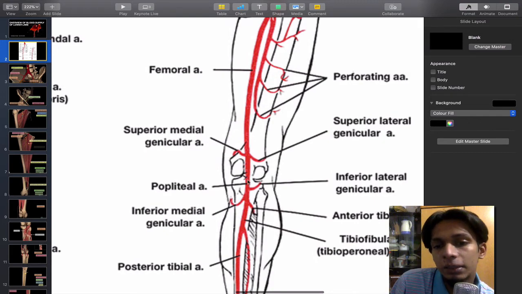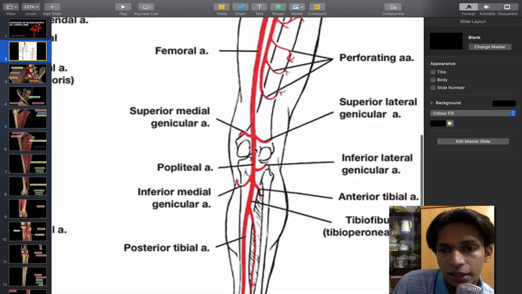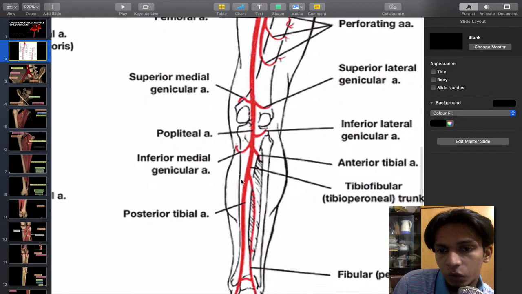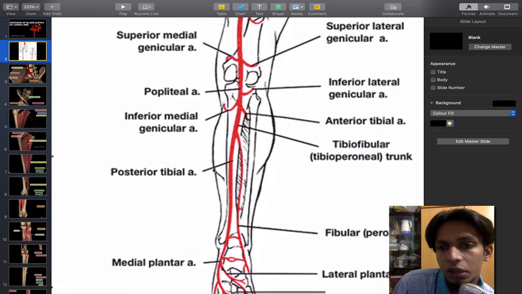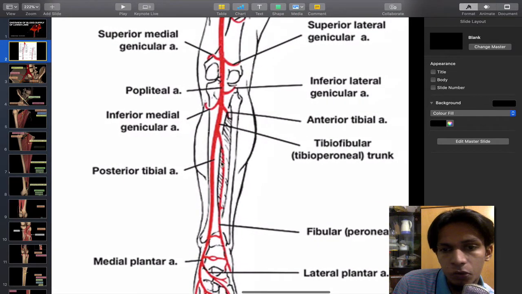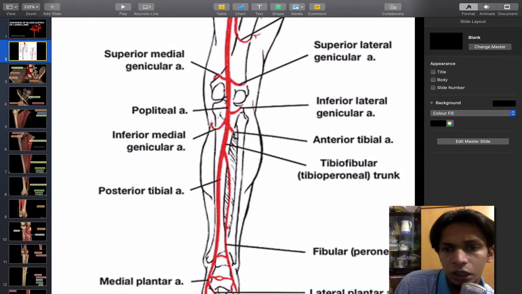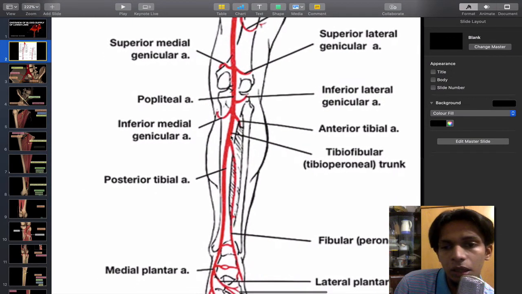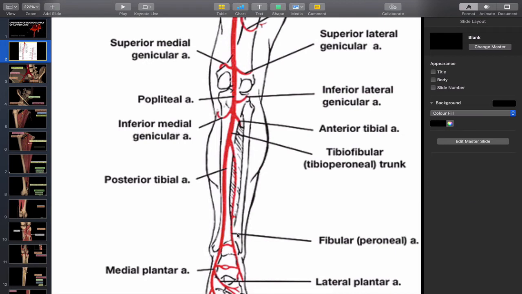So it enters the popliteal fossa, where it supplies the knee joint, and it goes down, and there it bifurcates into two tibial arteries. One is going to be the posterior tibial artery, one is going to be the anterior tibial artery, and we have another artery which is a branch of the popliteal artery. It is the fibular or peroneal artery.